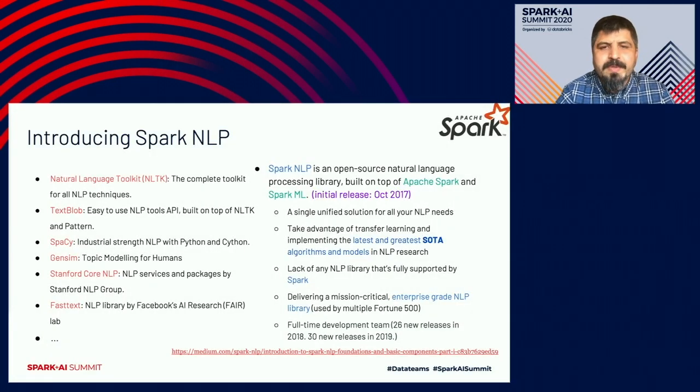So Spark NLP was introduced to the open source community in October 2017. We were planning to provide a single unified solution for all your NLP needs, sitting on the shoulders of Spark itself. So we were trying to build a library that has no other dependencies other than Spark itself. We take advantage of transfer learning and implement the latest and greatest state-of-the-art algorithms and papers in NLP research into our own library. It's already being used by several Fortune 500 companies, and we have an active development team, which is releasing every 2 weeks.